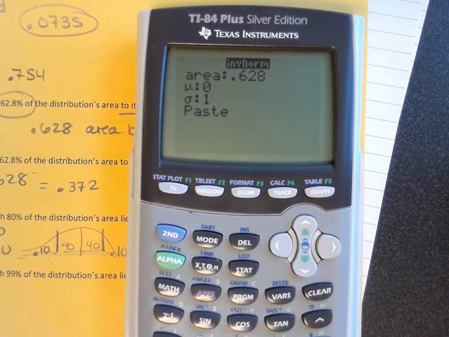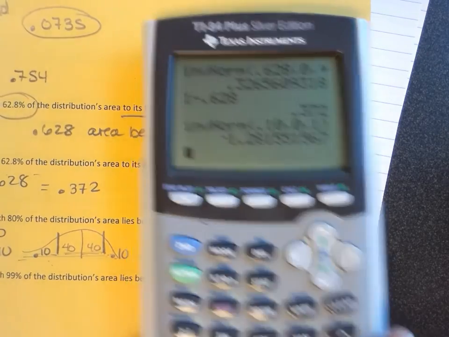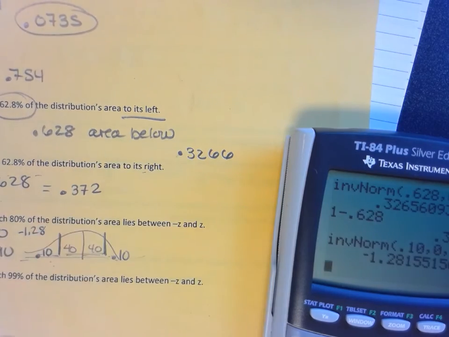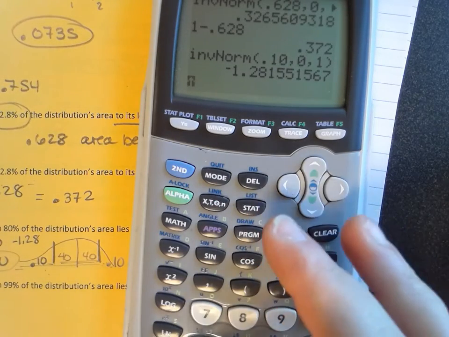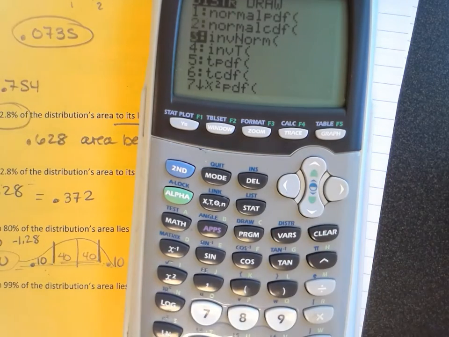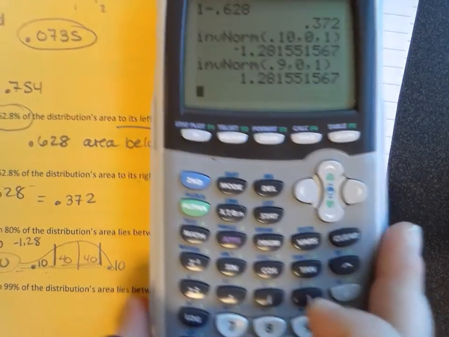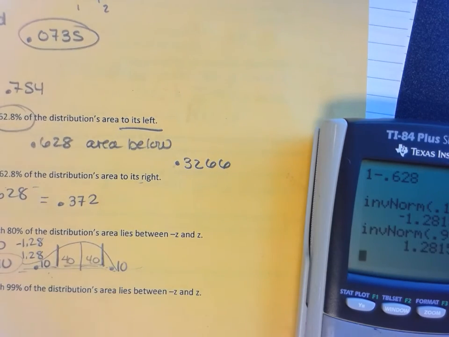Okay, so I'm going to do inverse norm first. And the area below is first 10%. So the z-score for that one is negative 1.28. And then I'm going to find the area where it's 90%. So second vars, inverse norm, and that's 0.9. And that's going to be 1.28. Makes kind of a lot of sense, doesn't it?